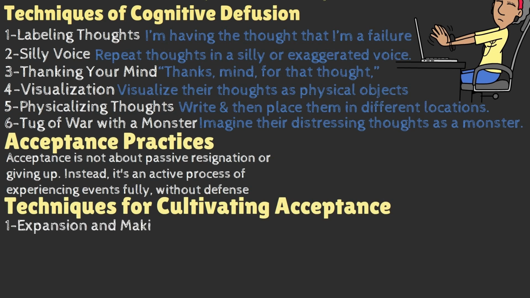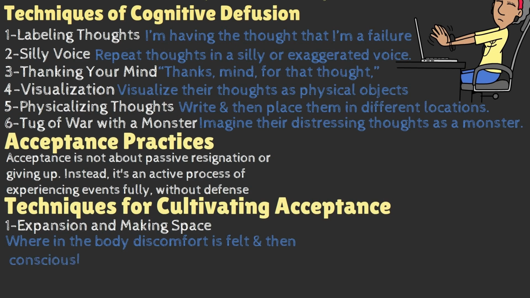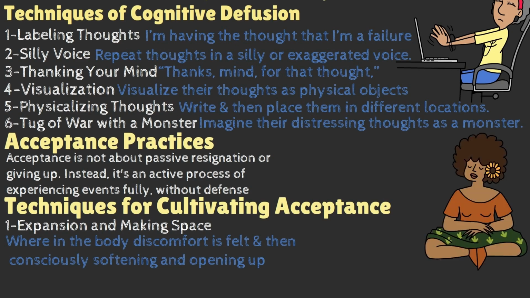Expansion and making space. This involves noticing where in the body discomfort is felt, e.g., tightness in the chest, knot in the stomach, and then consciously softening and opening up around these feelings. It's like making more space within oneself to hold these feelings without being overwhelmed by them.